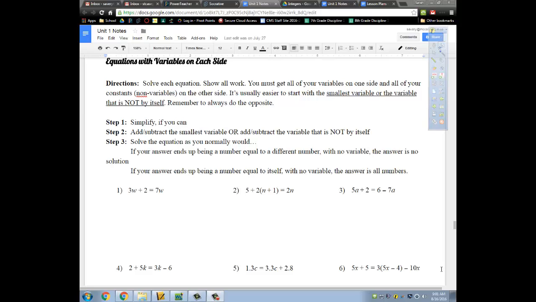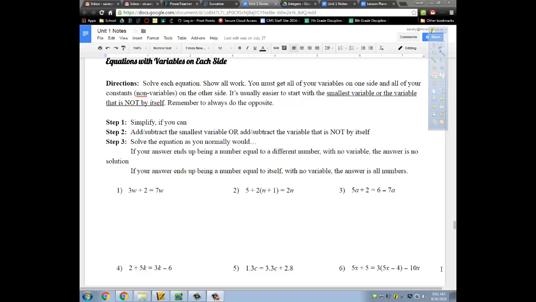We're talking about equations when we have variables on both sides. I have some rules that I wrote down about how to do this. One thing is, if you can simplify it at first, please do. If there's something on the left or something on the right that can be simplified, do that first. Step two, you have two options.